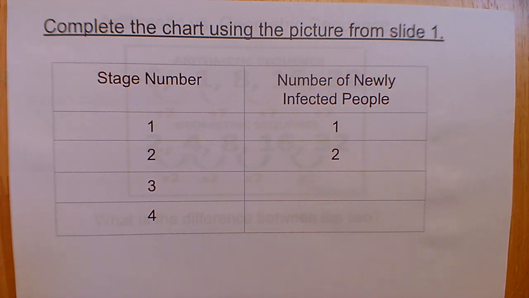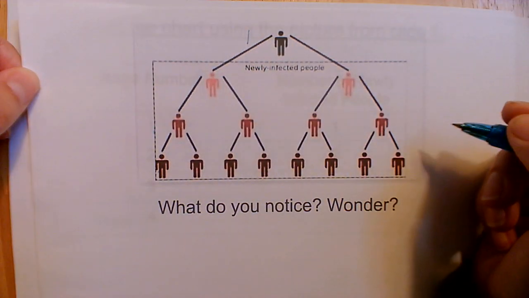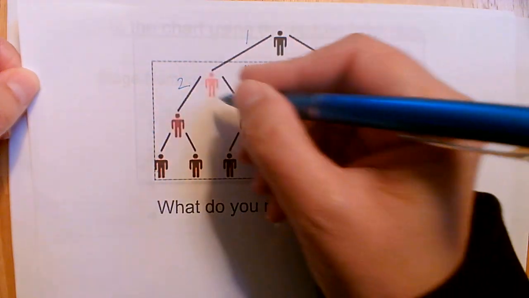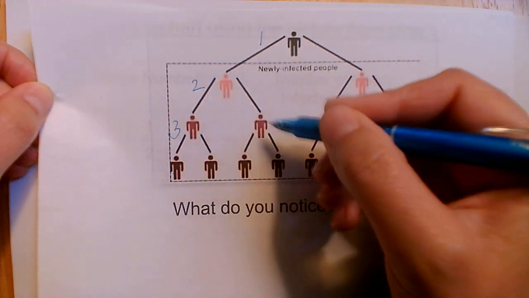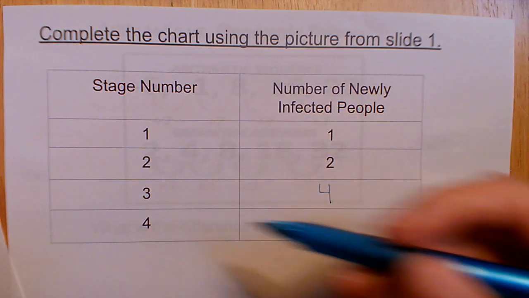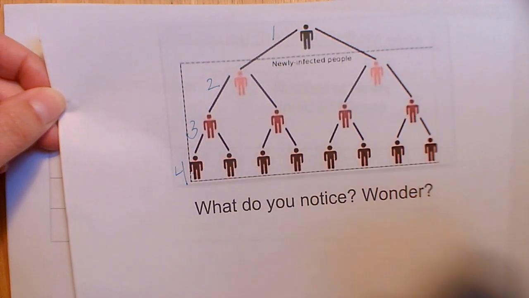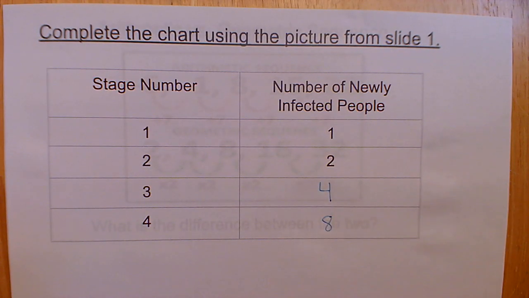So stage number 1, there was one person that was newly infected. Stage 2, we have 1, 2. Stage 3, 1, 2, 3, 4. Stage 4, let's see how many we have. 1, 2, 3, 4, 5, 6, 7, 8. We have 8. Okay, so as we increase in stage number, we also increase in number of newly infected people.